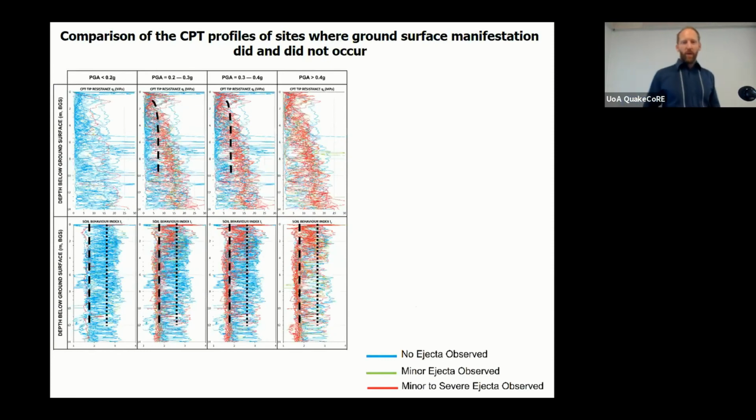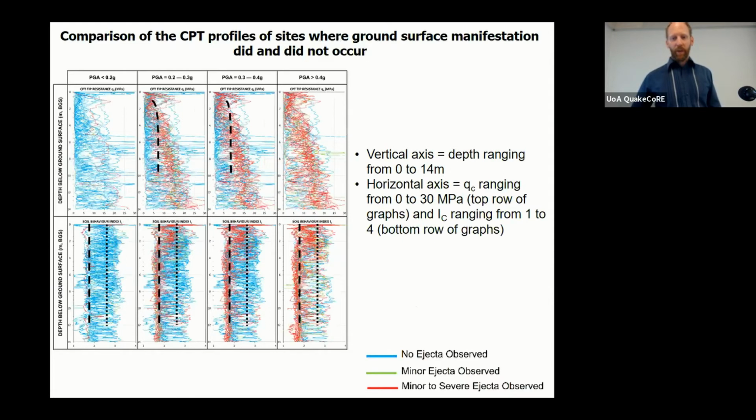So, plotting the raw data for each of these sites, what we've done is bin them by the level of shaking that each of these sites experienced. On the vertical axis, we're showing depth ranging from 0 to 14 meters. On the horizontal axis, we're showing the CPT penetration resistance for the top row of graphs.